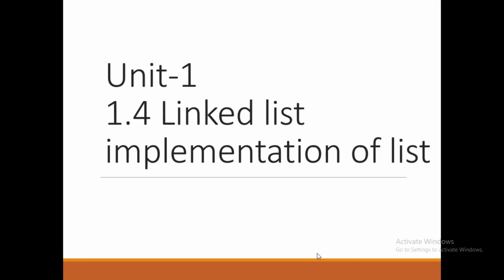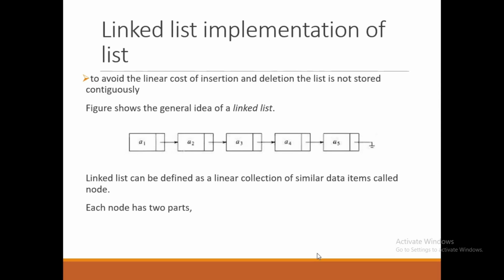List can be defined as a linear collection of similar data items. That list can be implemented in three ways: array-based implementation, linked list implementation, and cursor implementation. In the last class we have seen about the array implementation of list, and today we are going to see about the linked list implementation of list.